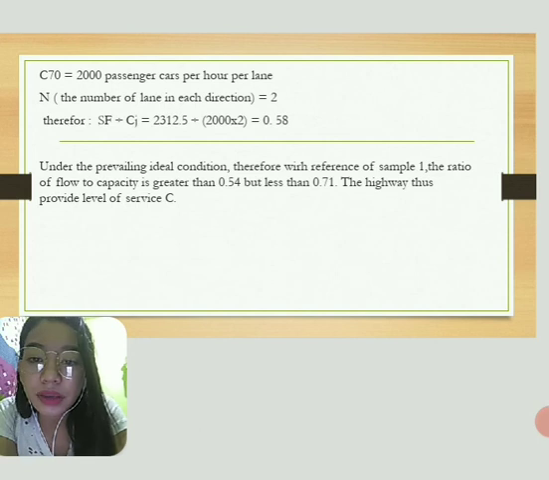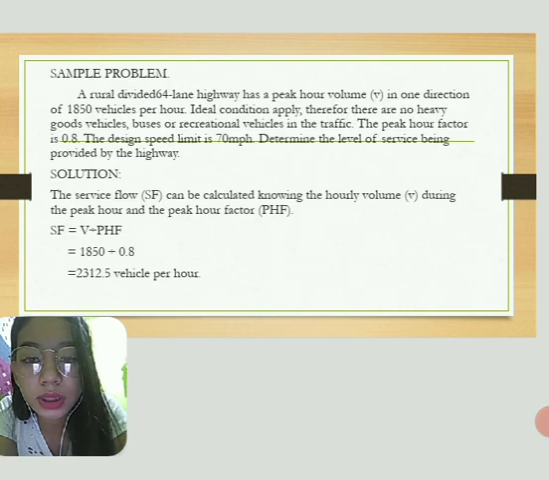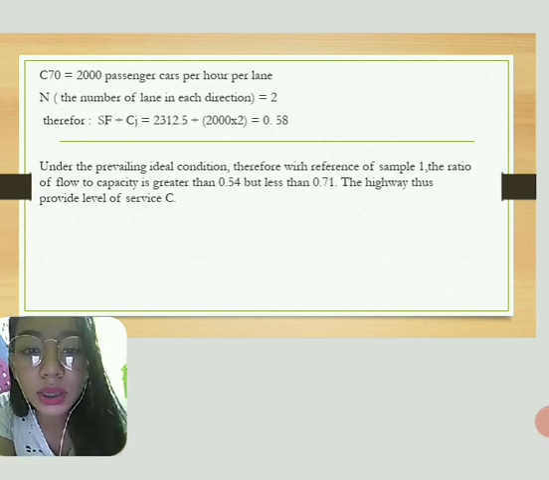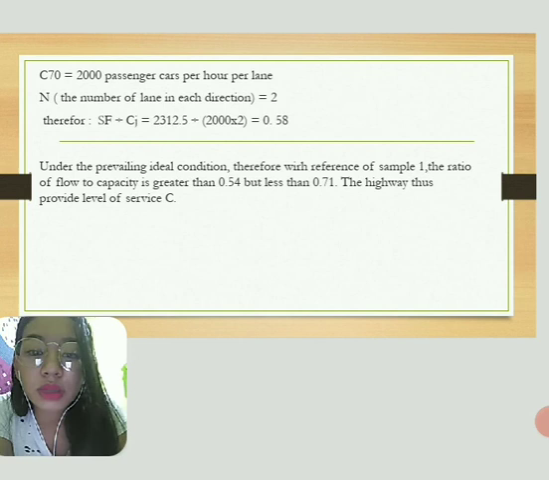Therefore, SF divided by CG times N is equivalent to the SF value we obtained, 2,312.5 vehicles per hour, divided by CG, which is 2,000, times 2, which is N. So 2,312.5 divided by 2,000 times 2 is equivalent to 0.58. Remember 0.58, we will look at which service level it belongs to.